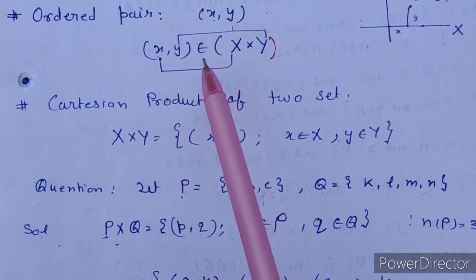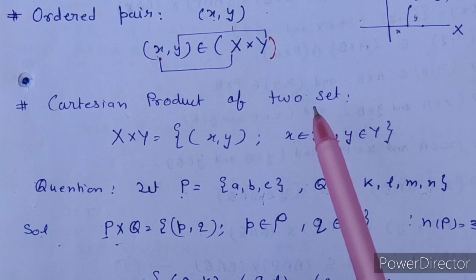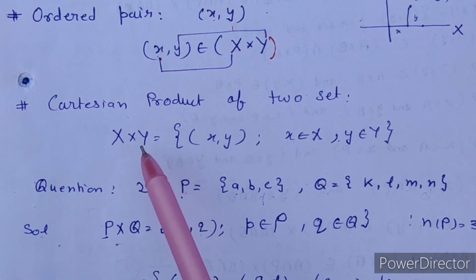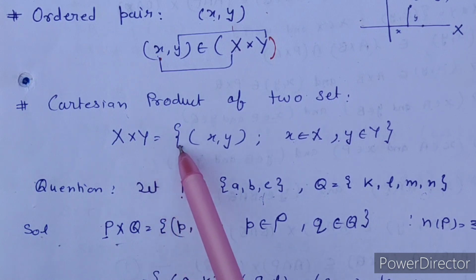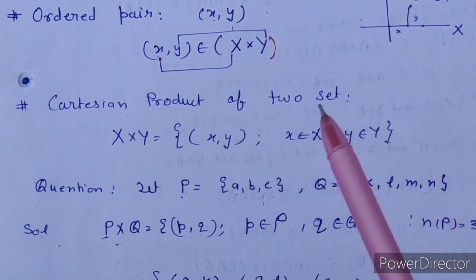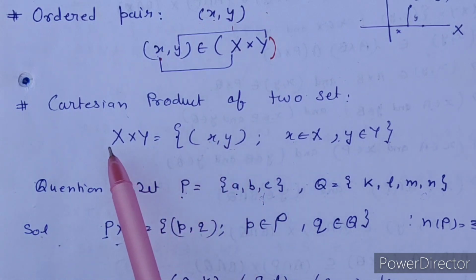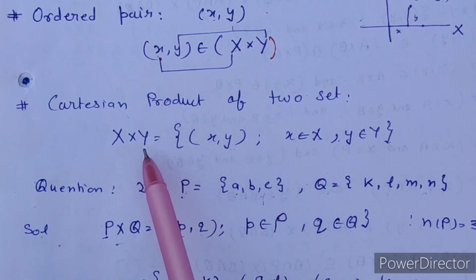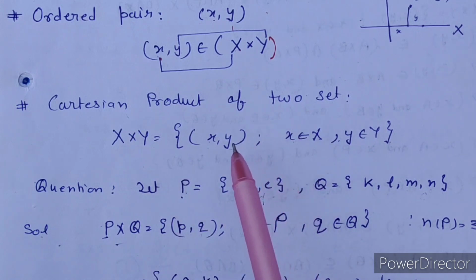So now the definition, Cartesian product of two sets. Suppose there are two non-empty sets, one is X and the second is Y. Then the Cartesian product is given by this cross relation, X Cartesian with Y. This is the set of all ordered pairs in which the first element belongs to the first set and the second element belongs to the second set. So this is the definition of your Cartesian product.